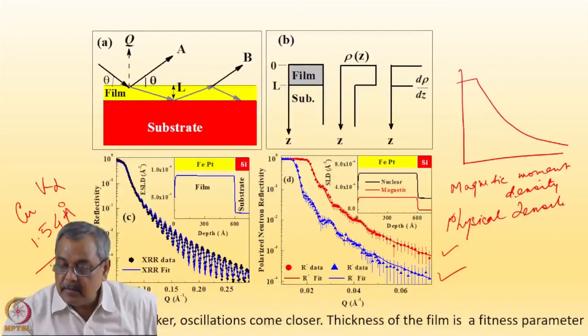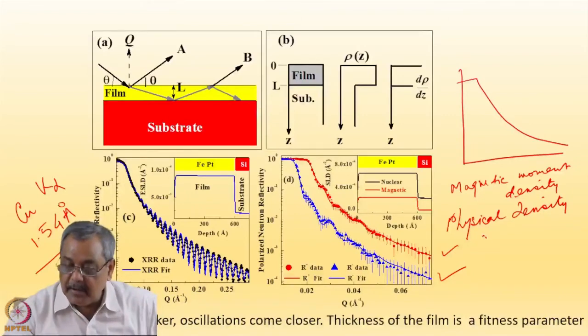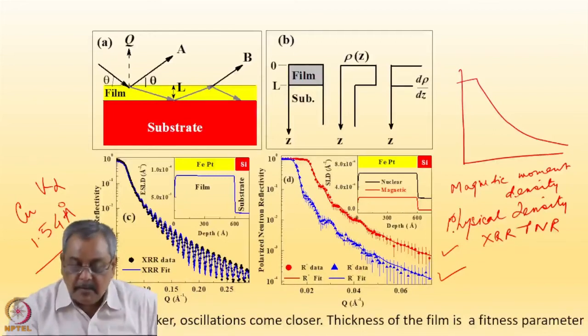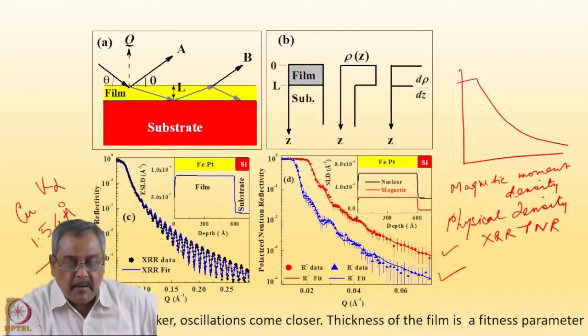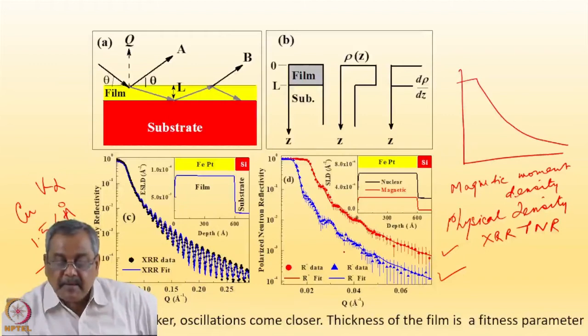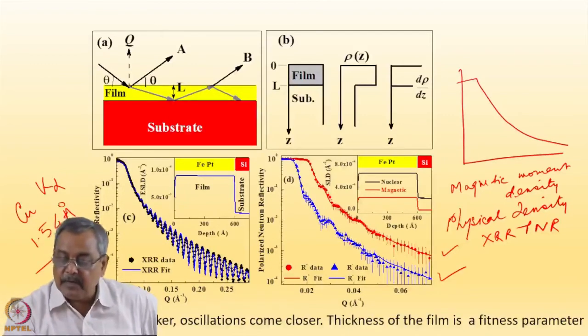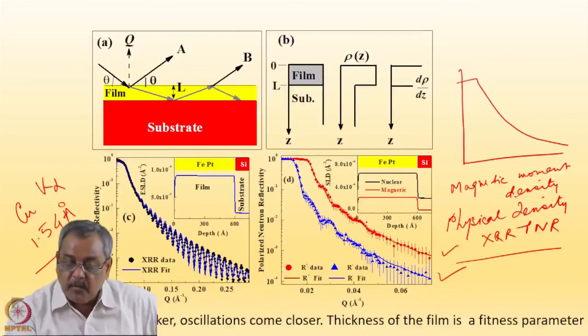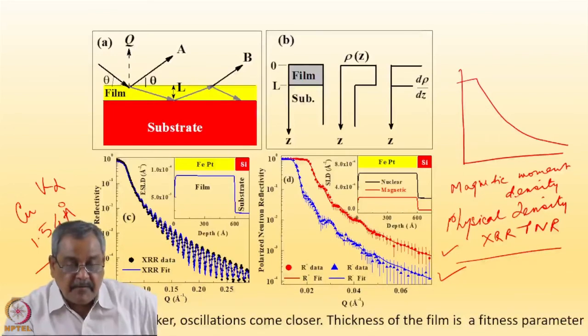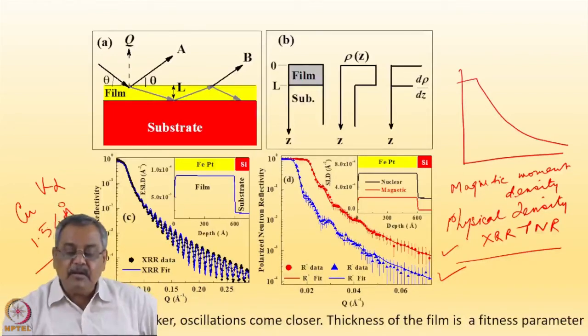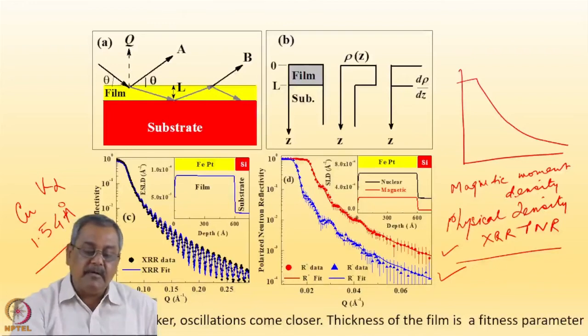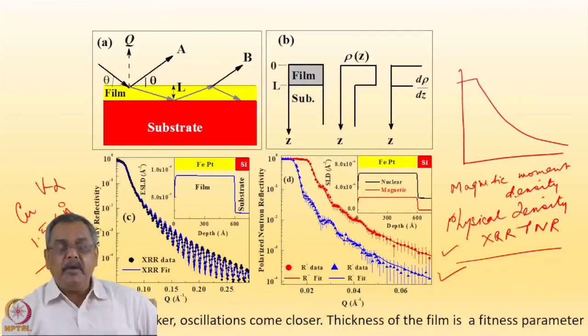physical density from both XRR and PNR, because this gives electron density, which can be taken back to physical density. This gives nuclear plus magnetic moment density, which can be taken back to physical density. So I get physical density from both, I get magnetic moment density only from PNR, and I get interface roughness from both of them.